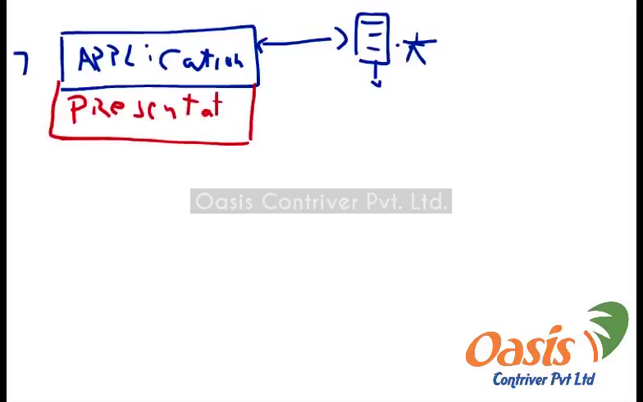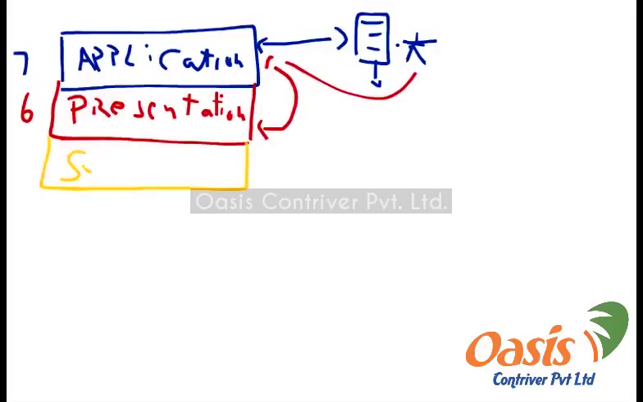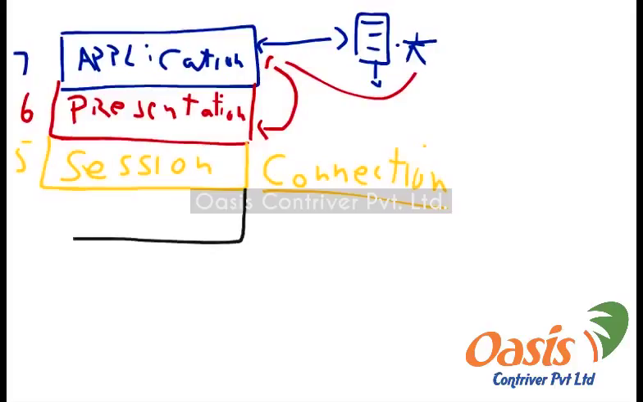The main purpose of the presentation layer is to convert the data from a machine format into a communicable or application format. That's why it is called the presentation layer. Under the presentation layer we have a layer called the session layer. The main purpose of the session layer is to establish, maintain and terminate the connection between two nodes on the network. We will discuss this layer in detail in the next section.